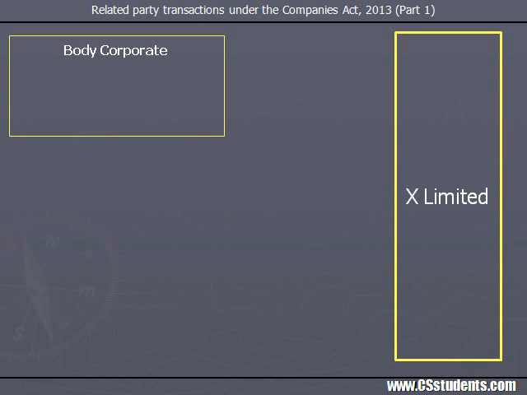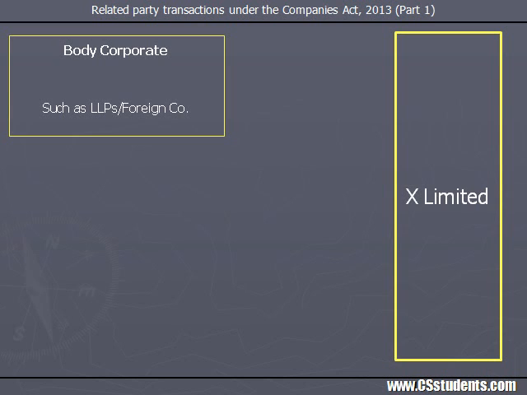Body corporate is a broader term to be used for a separate legal entity. All the companies are body corporate. But there are entities not incorporated as companies, but still get the status of body corporate. For example, LLPs. LLPs are body corporate as per the LLP Act. So, if a director is interested in any LLP, then that LLP would become the related party.